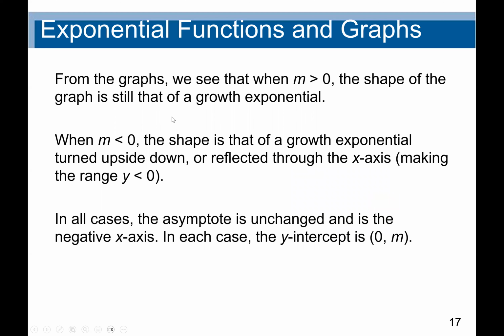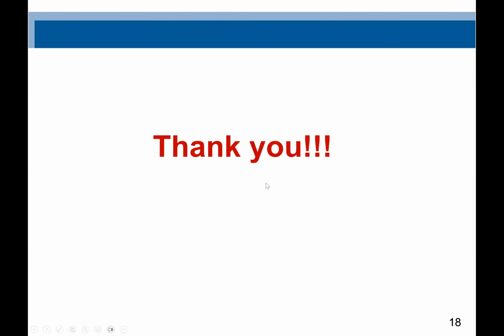So here we say from the graphs, we can see that if m is greater than 0, the shape of the graph is still that of a growth function, but more rapidly increasing. Then when m is less than 0, as we saw, the shape of the growth exponential function will be upside down, or reflected through the x-axis, making the range y less than 0. So in all cases, the asymptote is unchanged and is the negative x-axis. In each case, the y-intercept will be 0 and then the m value. So that will be the conclusion of section 5.1.